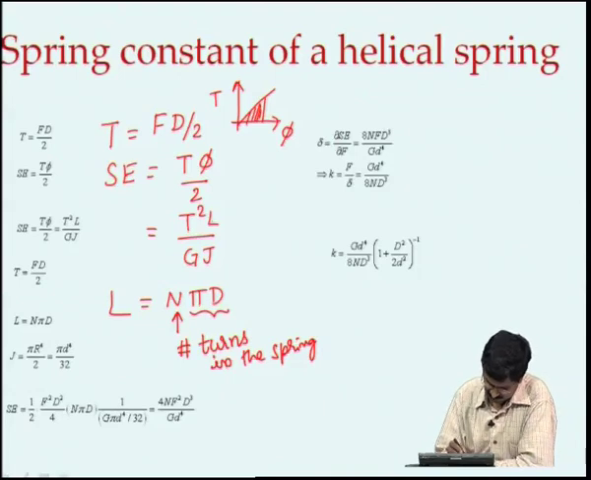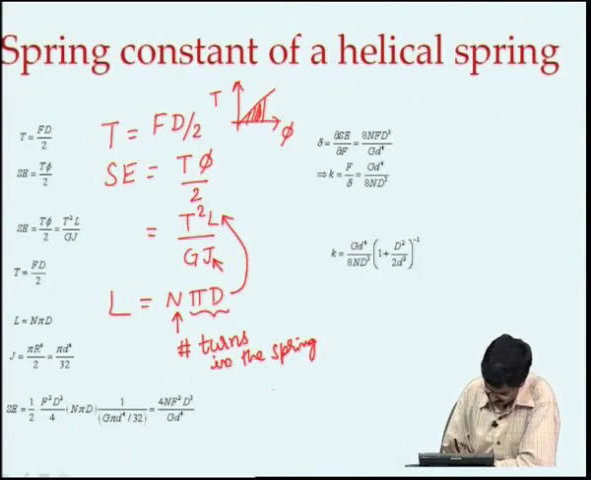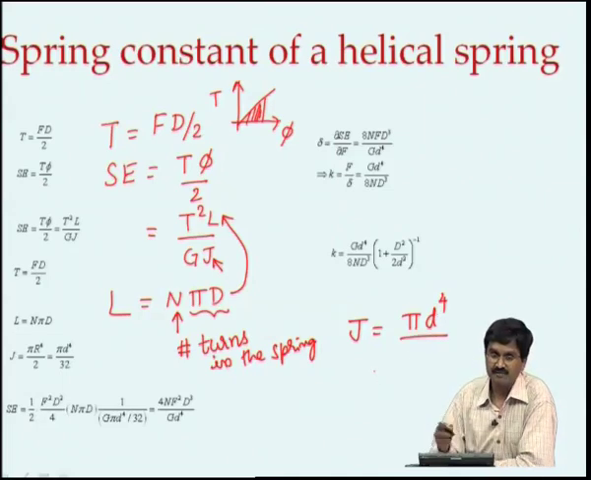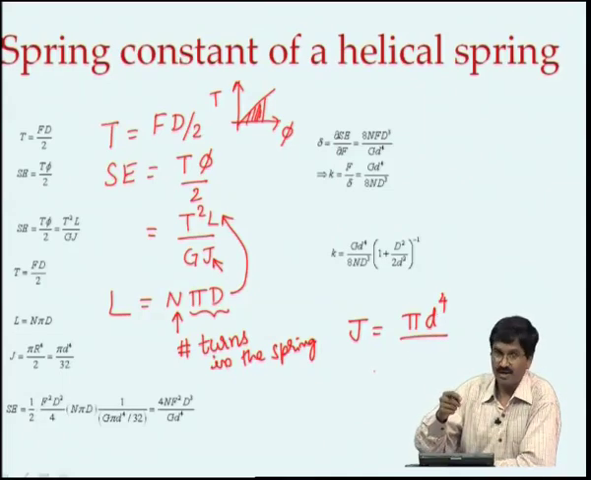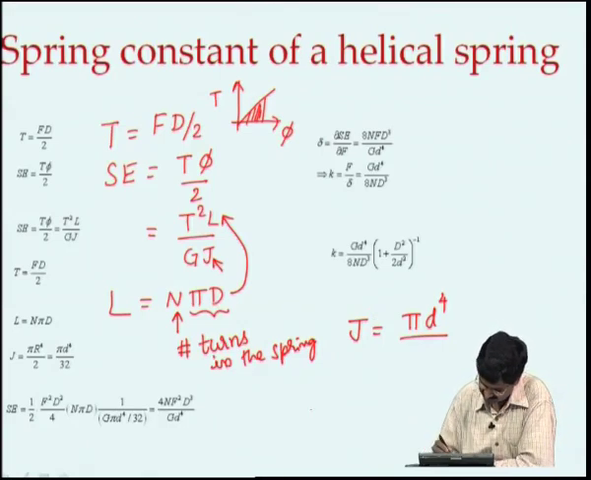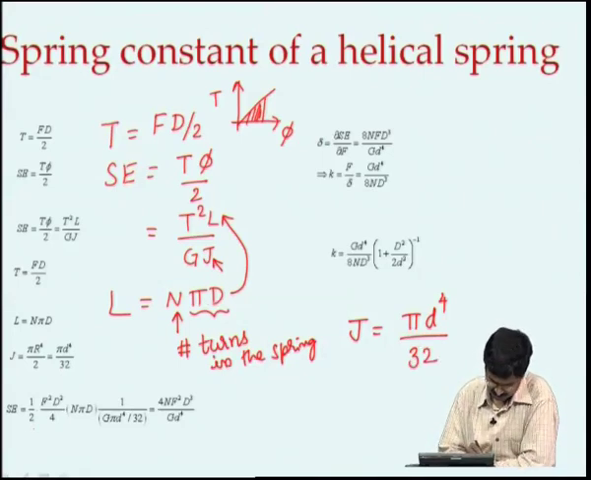We can substitute for L over here, and we need to know the J for the circular cross section. The polar moment of the circular cross section is given by pi times the wire diameter of the spring. The spring has a wire, and the wire is wound in the form of a coil to make the spring. That is d to the 4 divided by 32. Substitute all of that, and we get a strain energy which is shown over here.